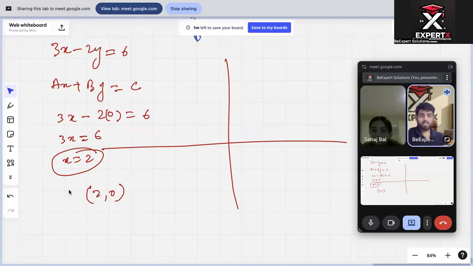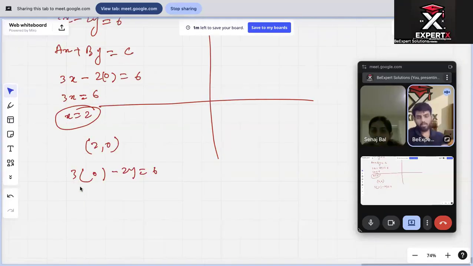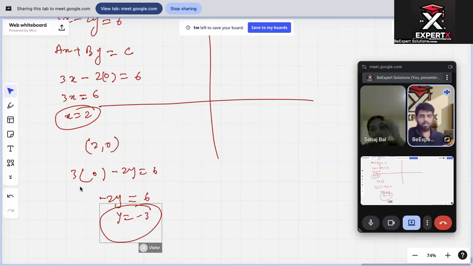To find the y-intercept, you will put x as 0. So you will do 3 times 0 minus 2 times y equals 6. It would be simple. You will just do minus 2y equals 6. The y would be equal to minus 3. Now, when you have your x and y intercepts both, this is your x-intercept, this is your y-intercept, mark the points and plot the graph.